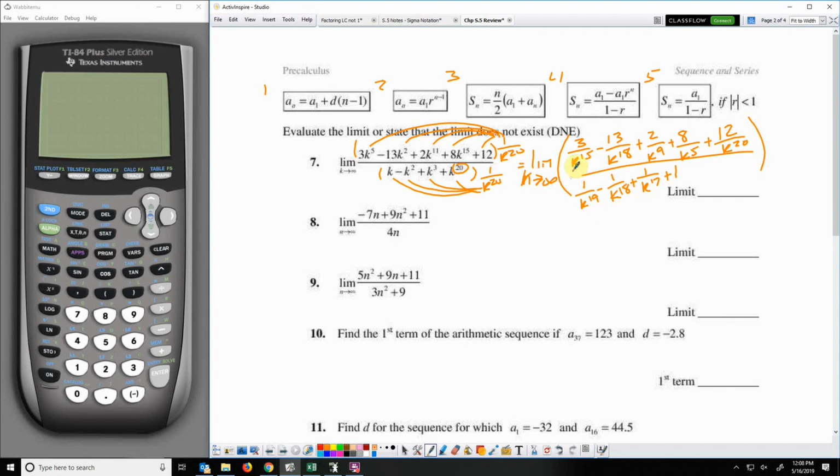So this fraction approaches 0, this approaches 0, this approaches 0. All of these in the numerator approach 0. In the denominator, this approaches 0, this approaches 0, this approaches 0. Because k is in the denominator, it makes that fraction get closer and closer to 0. So I've got 0 minus 0 plus 0 plus, and this one doesn't change with k, so plus 1. 0 over 1 is 0, the limit is 0.